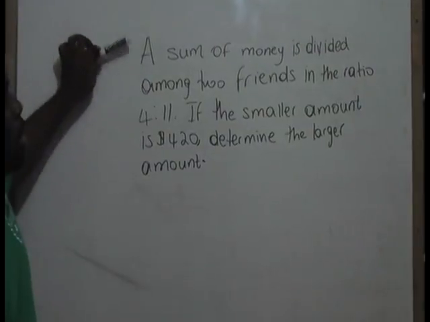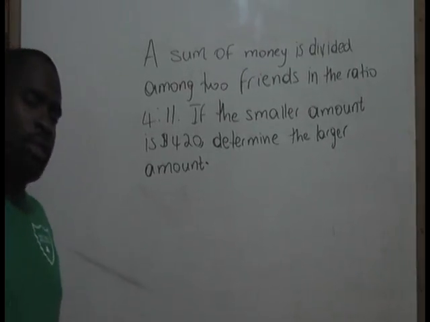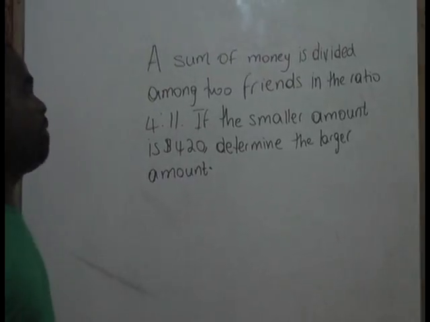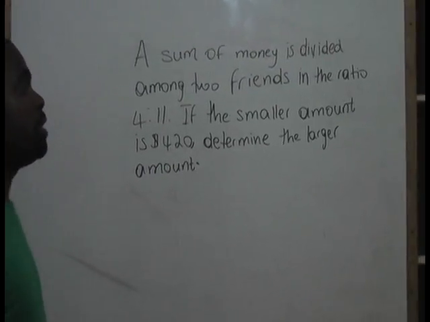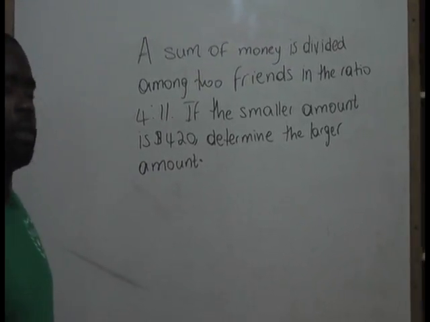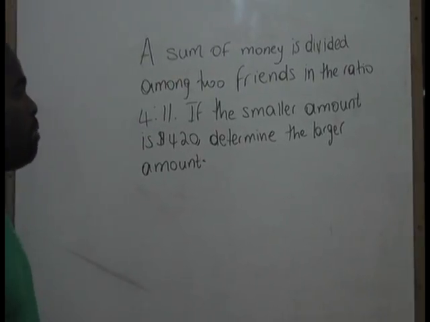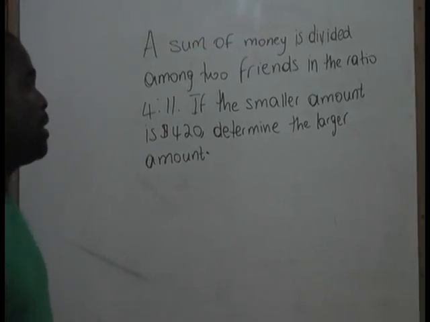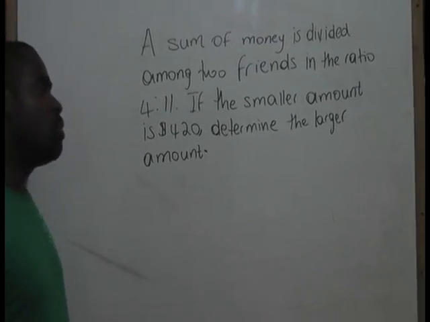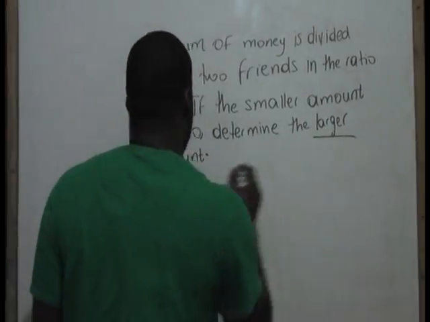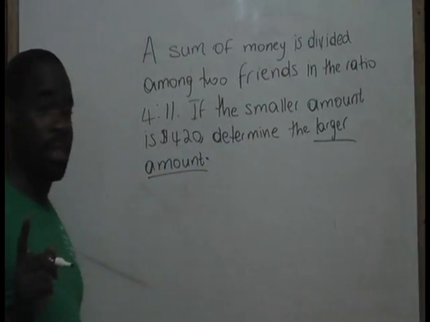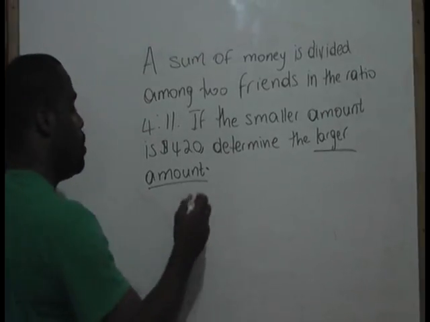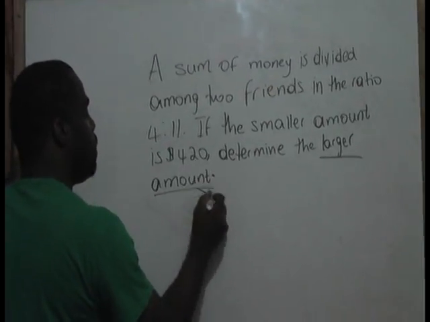Here we're looking at another example, but let's first read it together. It says a sum of money is divided among two friends in the ratio 4:11. If the smaller amount is $420, determine the larger amount. So what we're looking for is the larger part. Good? So always remember, part is the key word you need to use, or the larger part.